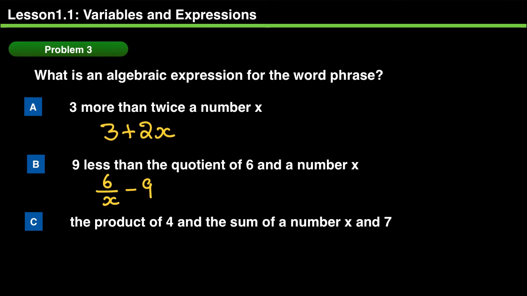The product of 4 and the sum of a number x and 7. What do you mean by product? Which mathematical operation is it? It's multiplication. It's times. The product of 4 and the sum. Sum means addition. The sum of a number x and 7. So let us first write down the sum of a number x and 7. That's going to be x plus 7. And the product of 4, meaning the whole thing, is multiplied by 4. This is how you tackle such word phrase problems and change them into algebraic expressions.